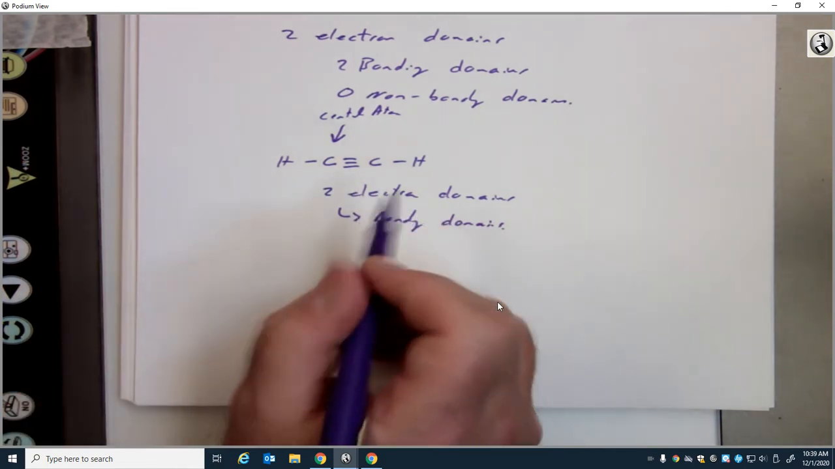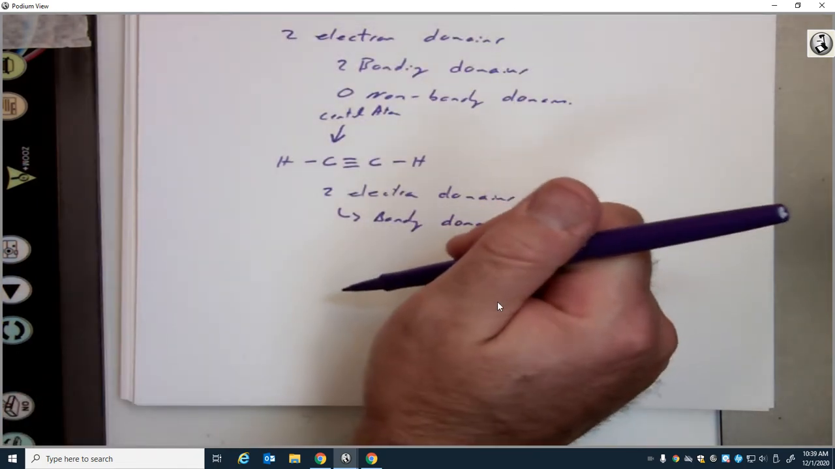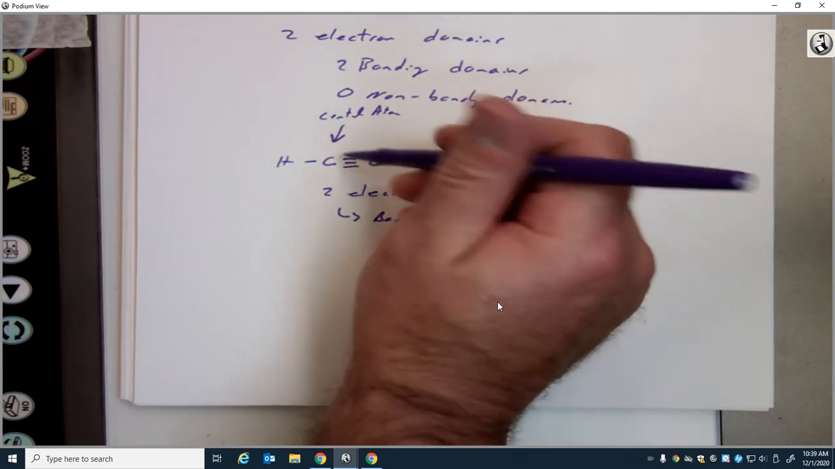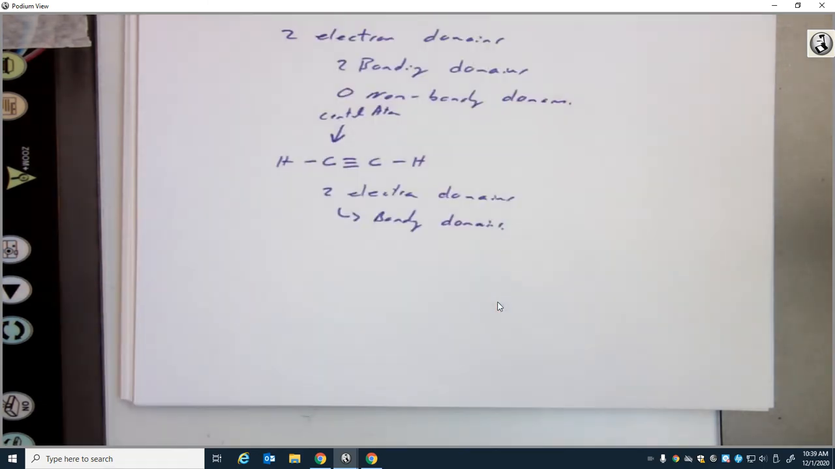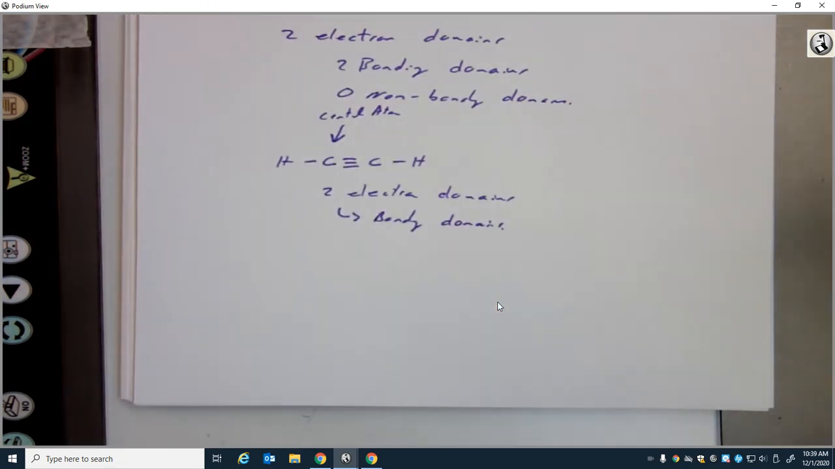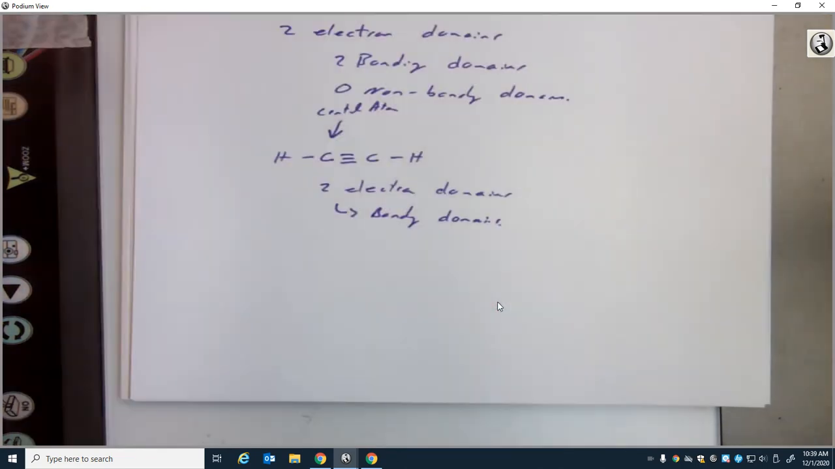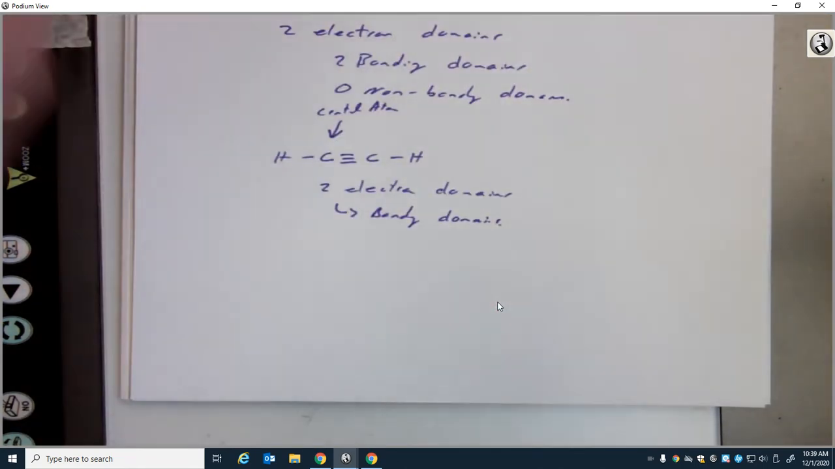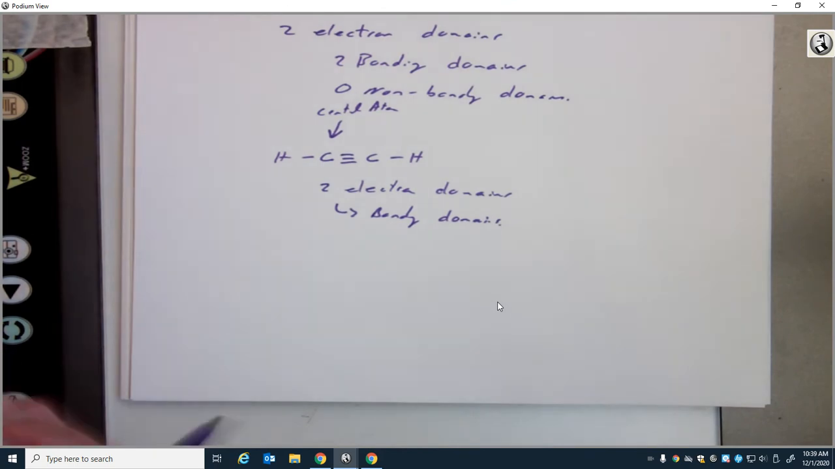So when we're talking about this, we're really counting those areas of space where we're finding electrons. It doesn't matter how many are in there, right? And we're going to need to use this in our model because that's what we use to figure out our shape.